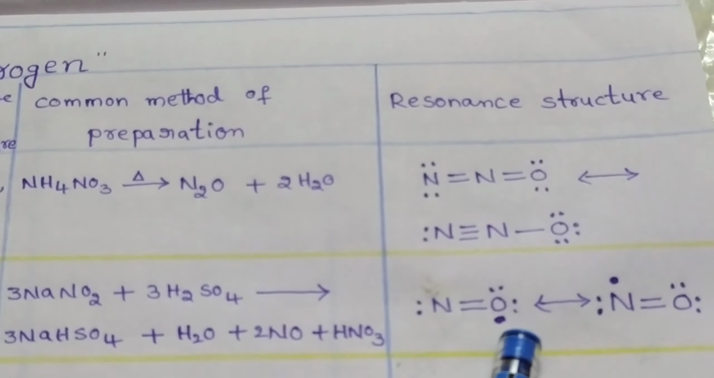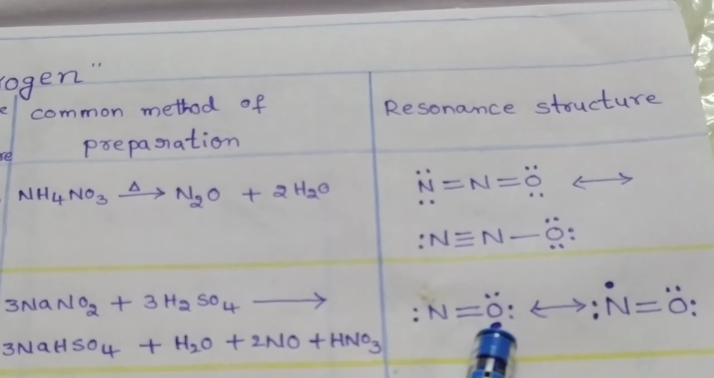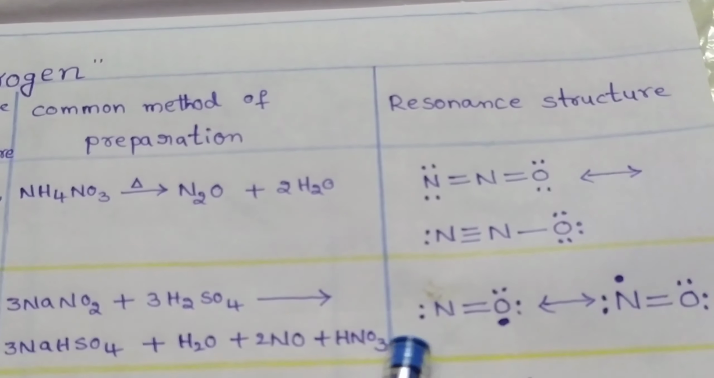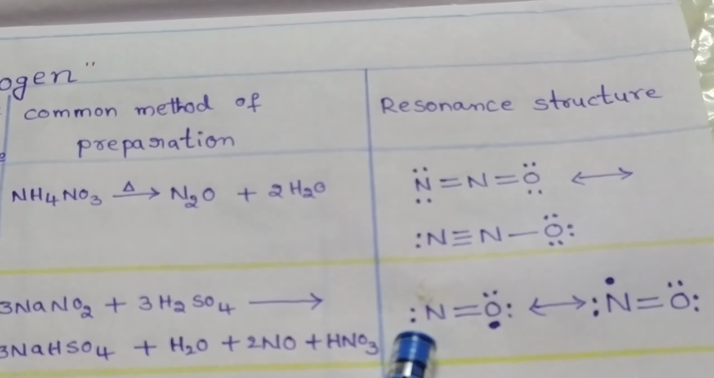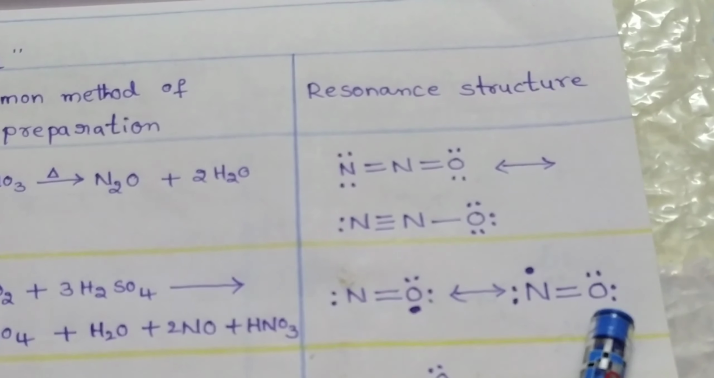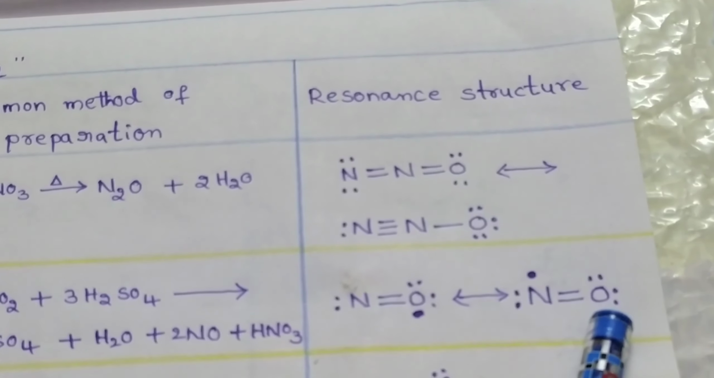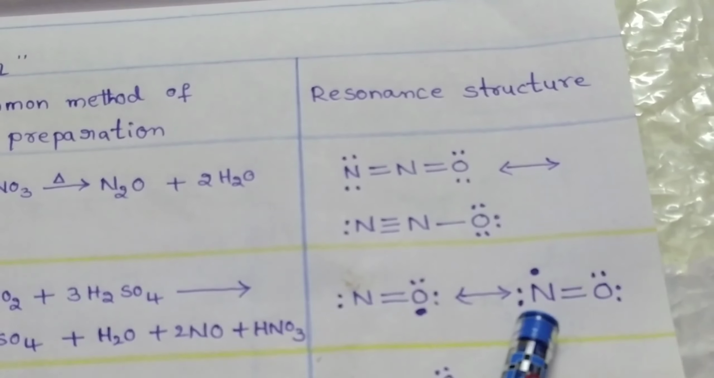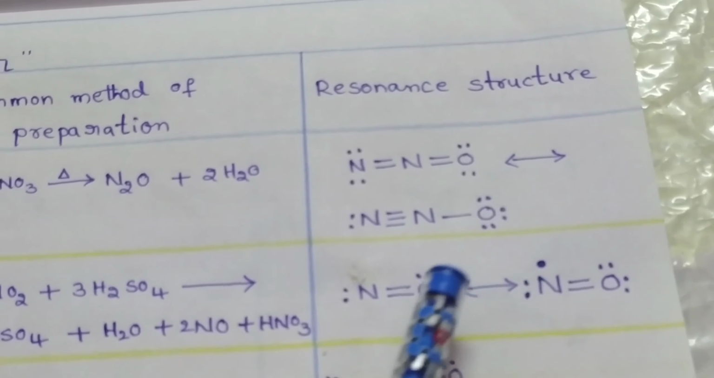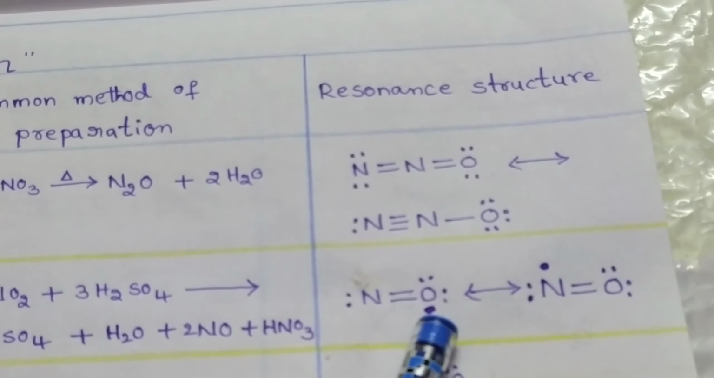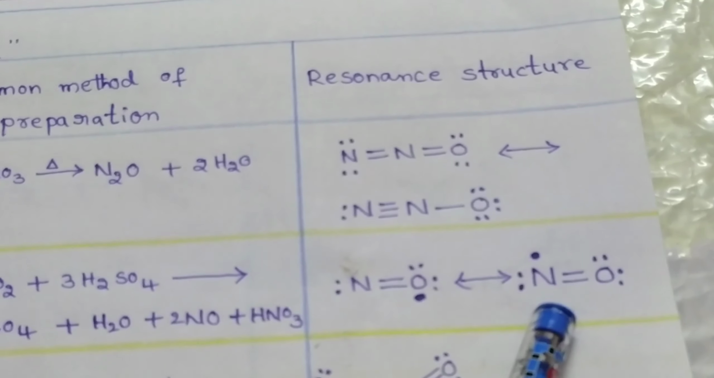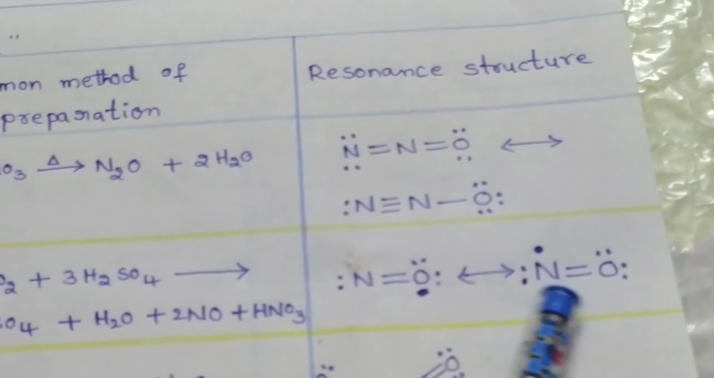N double bond O. Here oxygen contains 2 lone pairs of electrons and 1 odd electron. This nitrogen contains 1 lone pair of electrons. This structure can also be written as N double bond O. Here oxygen contains 2 lone pairs of electrons, nitrogen contains 1 lone pair of electrons and 1 odd electron. That means the odd electron is interchanged to nitrogen in this structure. That is the difference between these two structures.